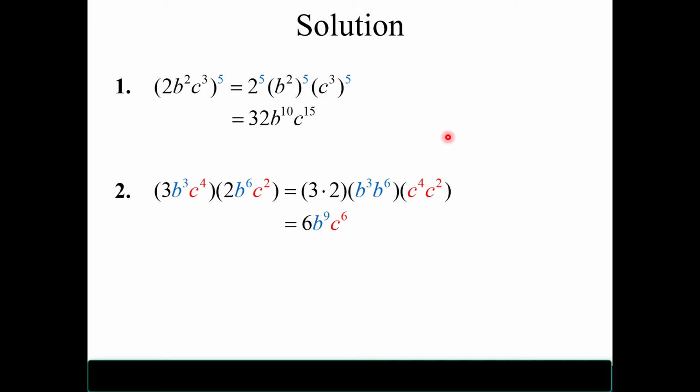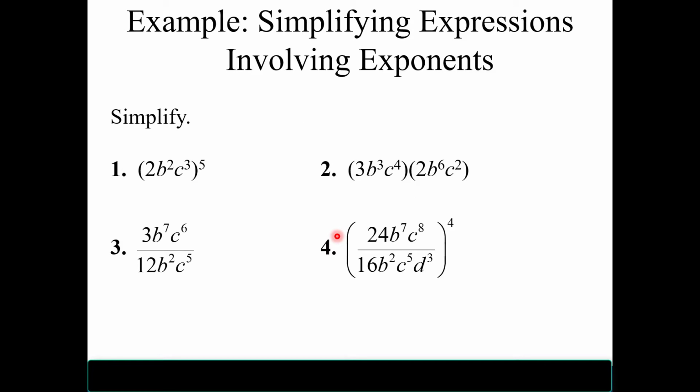So we'll get this. Okay, so the parentheses there made no real difference. I could just regroup them, get rid of the parentheses. I can reorder them in any order I like. And I can bring together the 2 and the 3 to give me a 6. And then the b's, I can bring them together to give me a b to the 9th. And then the c's, I can bring together to give me a c to the 6th power. Good. Okay, what about number 3 here?